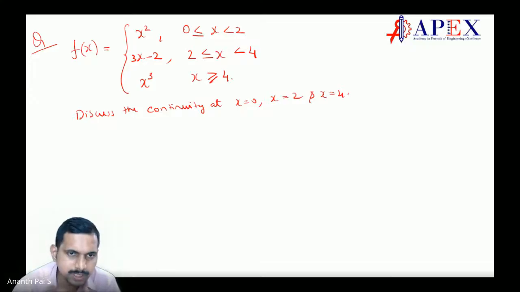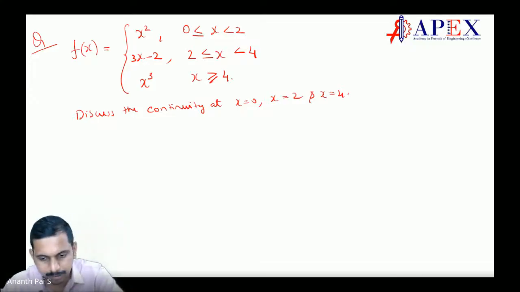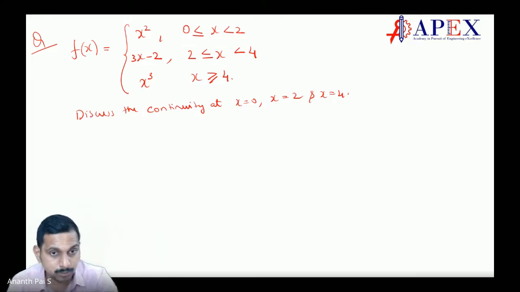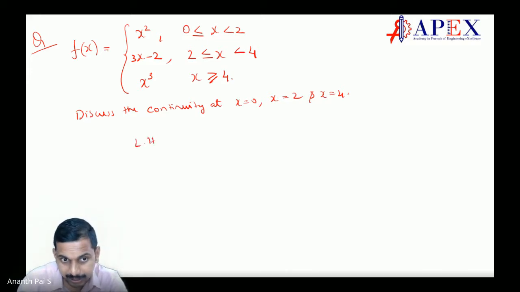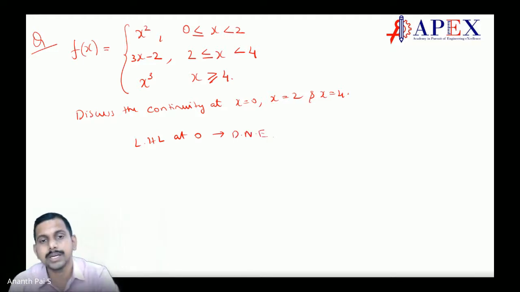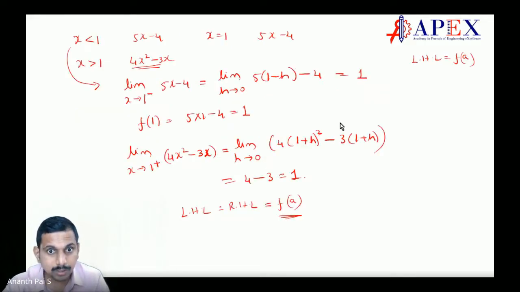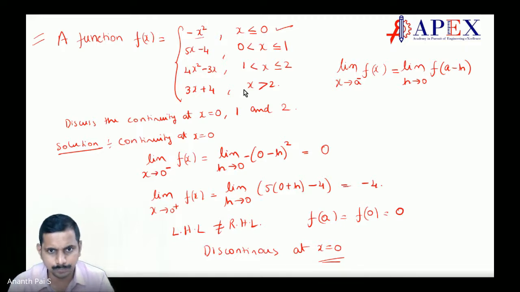Whatever question you have asked here, the left hand limit at 0 does not exist. So since it does not exist, it is discontinuous. I'm sorry, last time also I did that. Here at x is equal to 2 also, beyond that, it's discontinuous. Sir, at x is equal to 2, is it discontinuous?